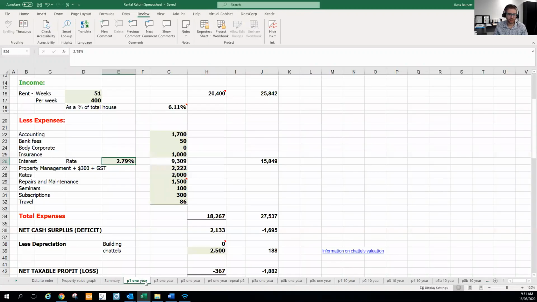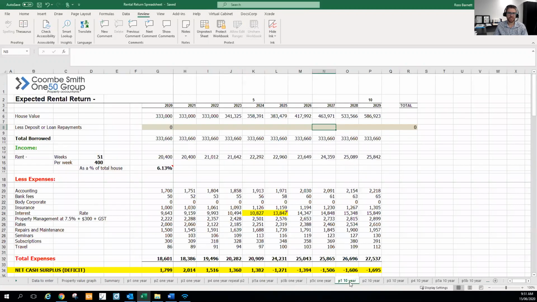So from your P1 1 year, down the bottom, you can go to P1 10 year. It works out what they're going to be in 10 years' time: the value, the rent slowly going up year after year, all your expenses, and what's going to happen to the cash flow. In this case, it has gone from 1,800 positive to about 1,700 negative.